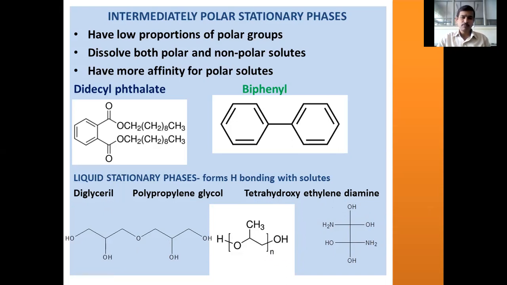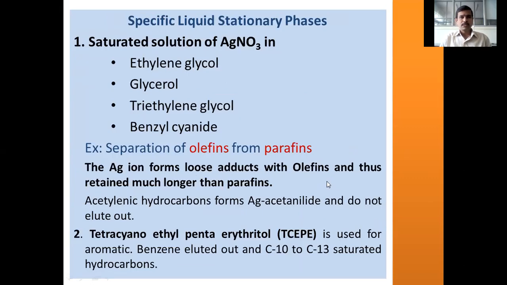The extent of hydrogen bonding depends on the relative functional groups present, whether the hydrogen bonding is between nitrogen and hydrogen or oxygen and hydrogen. So all these factors are going to decide the order of elution. These types of stationary phases are put under liquid stationary phases which have hydrogen bonding with solutes, and certain specific liquid stationary phases are also used.